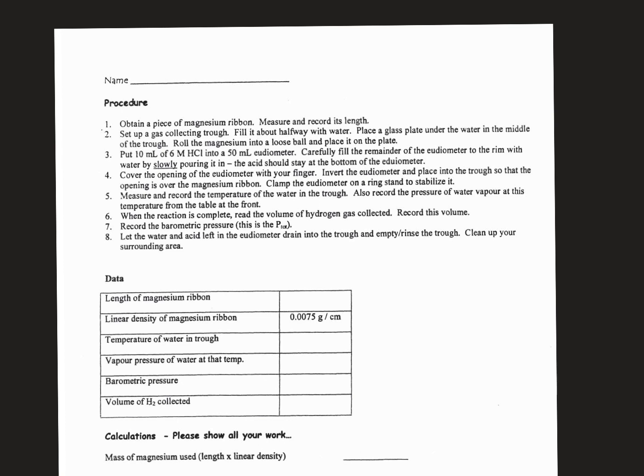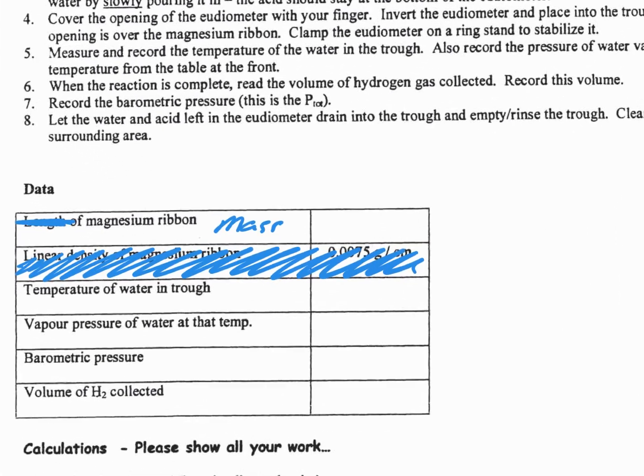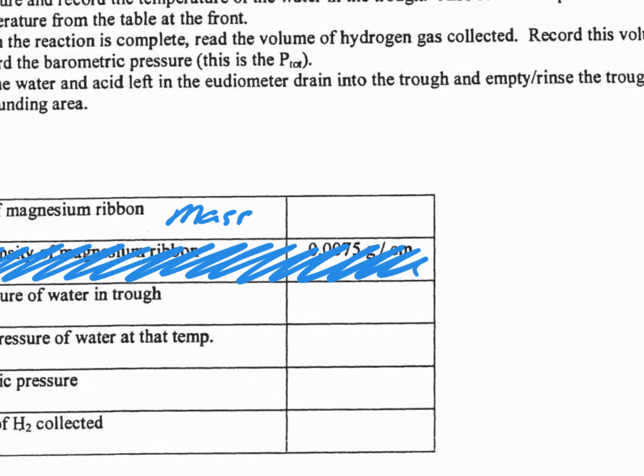Essentially, I'm just going to get rid of this row right there because I'm just going to give you the mass of the magnesium that we used. Actually, this was given in the video. There were two trials that were done in this video. We're just going to go with one trial. So the data that goes with one trial, the mass of the magnesium that was used was 0.0342 grams.